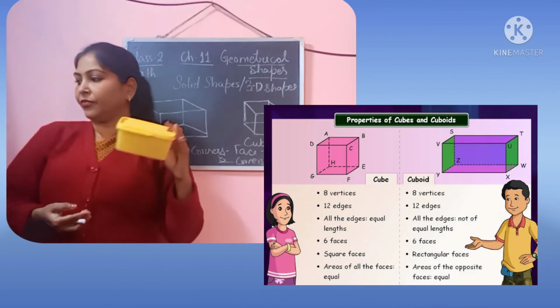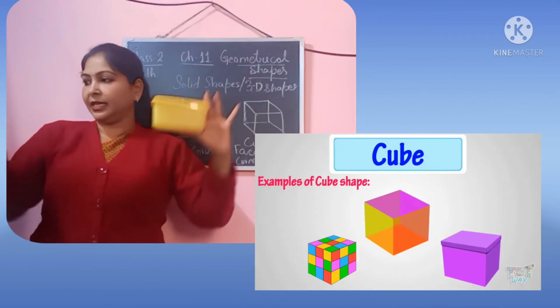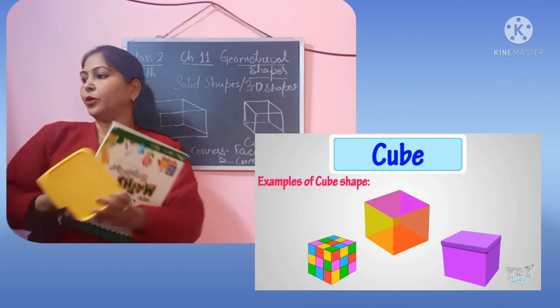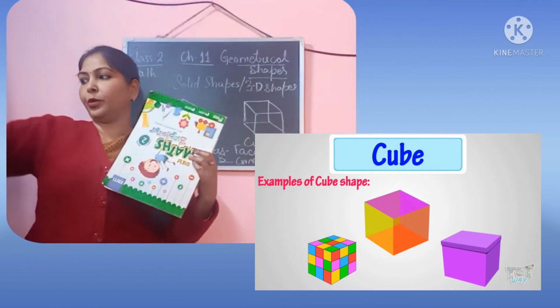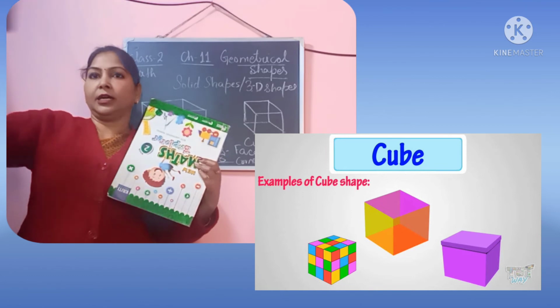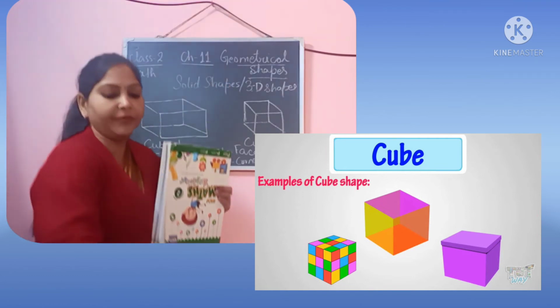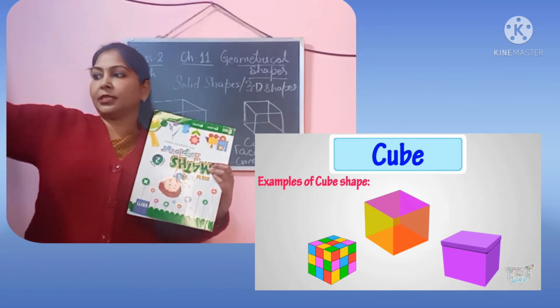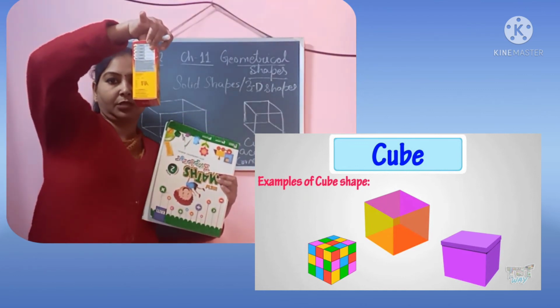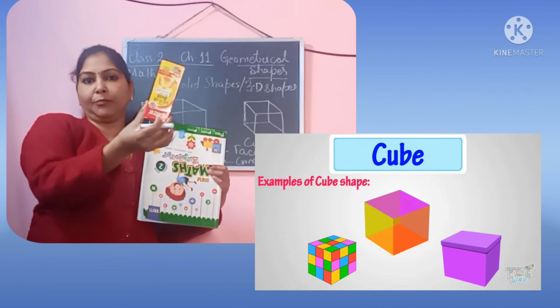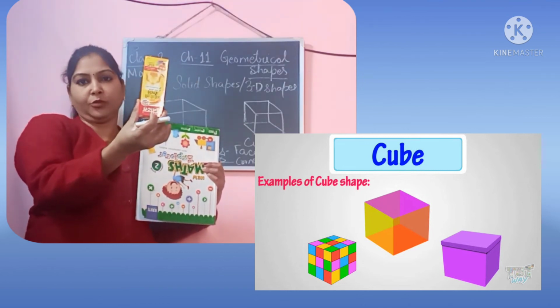Now, this is one example of cuboid. I'll show you a few more examples. The book is also an example of cuboid. Then you can see, pencil box is also an example of cuboid. After that, this is a medicine box. This is also a very good example of cuboid.